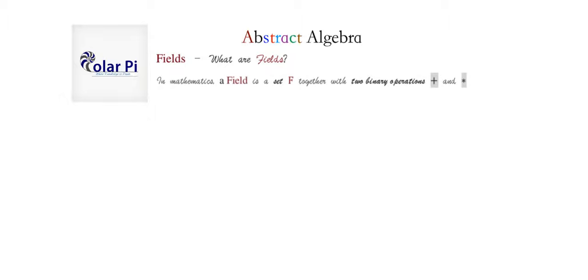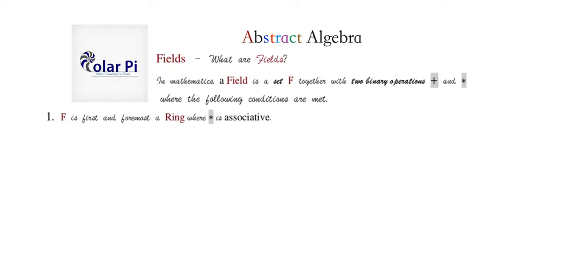So it comes as no surprise that a field is a set together with two binary operations, plus and star. Just like rings, a field comes with two binary operations, and of course, a field must fulfill all the requirements of a ring. So whatever field we're considering must first be a ring where star is associative, so where multiplication is associative.